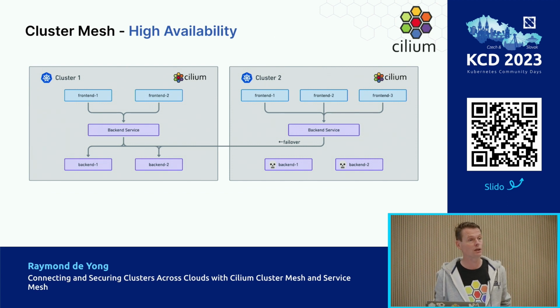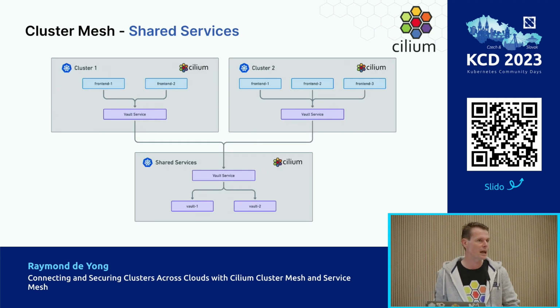What can you then do? So first of all, you can use east-west load balancing, highly available across clusters, using services, so just ClusterIP type of services with annotations. And this allows you to have highly available workloads across clusters. And this means that if a backend or all backends fail in a given cluster, traffic will fail over to other clusters.